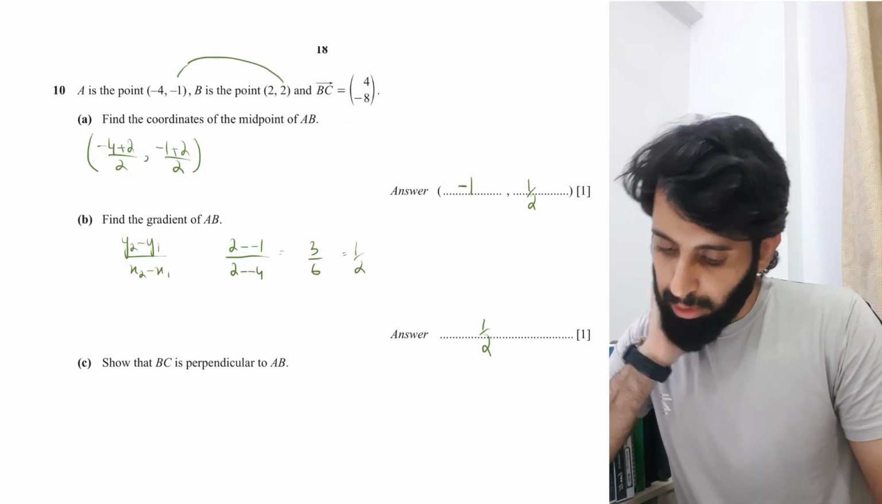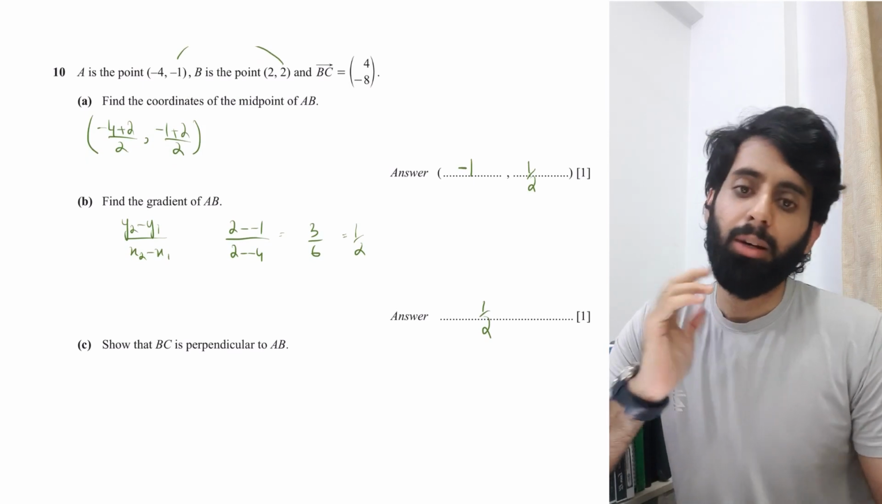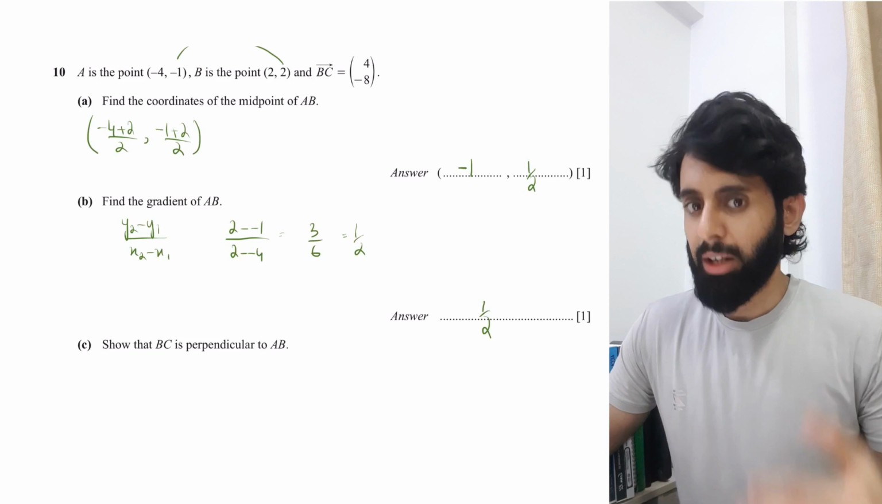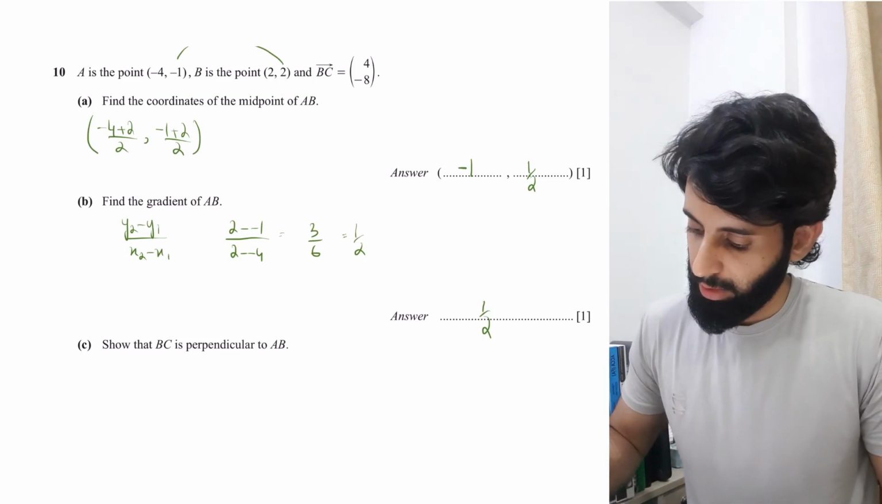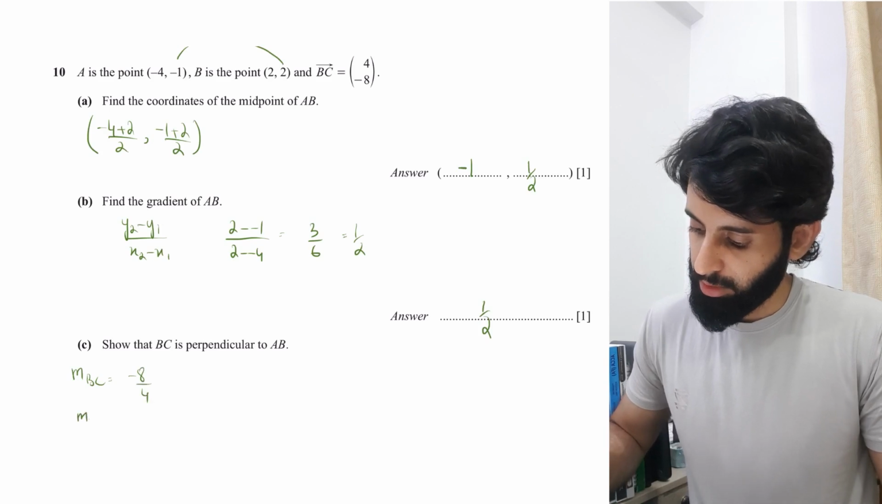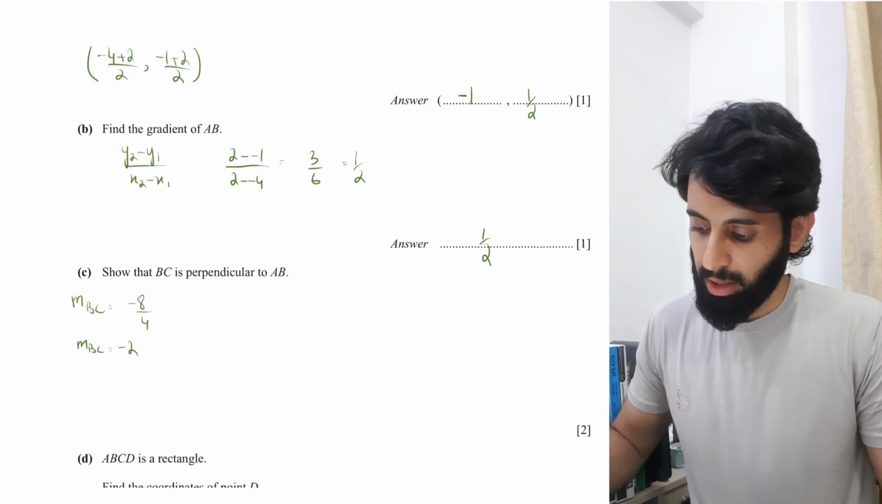Show that BC is perpendicular to AB. So when you have BC in vector form and you want to work out its gradient, it's very simple. All you got to do is take the y component divided by the x component. So the gradient of BC is going to be equal to minus 8 upon 4. So that means the gradient of BC is equal to minus 2.